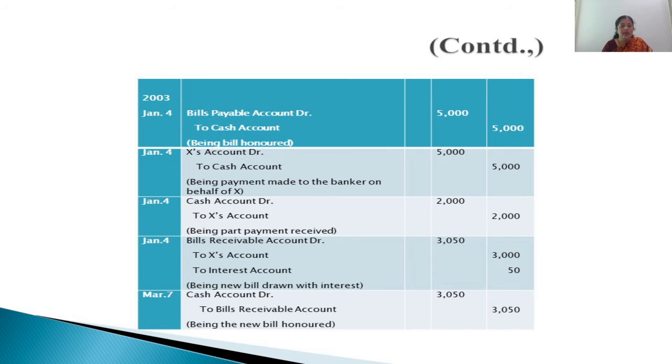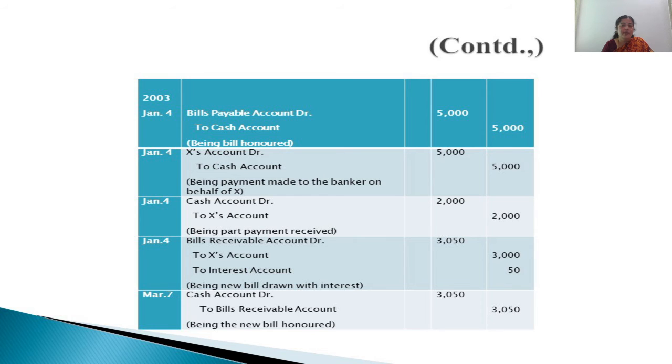Then on the same date, X paid us 2,000 and he asked for the remaining amount to draw a new bill on him, which we have to oblige along with an extended period of credit. So we received from him 2,000 rupees. Cash account debited, to X account, cash is coming in. X is the giver of the benefit of 2,000.